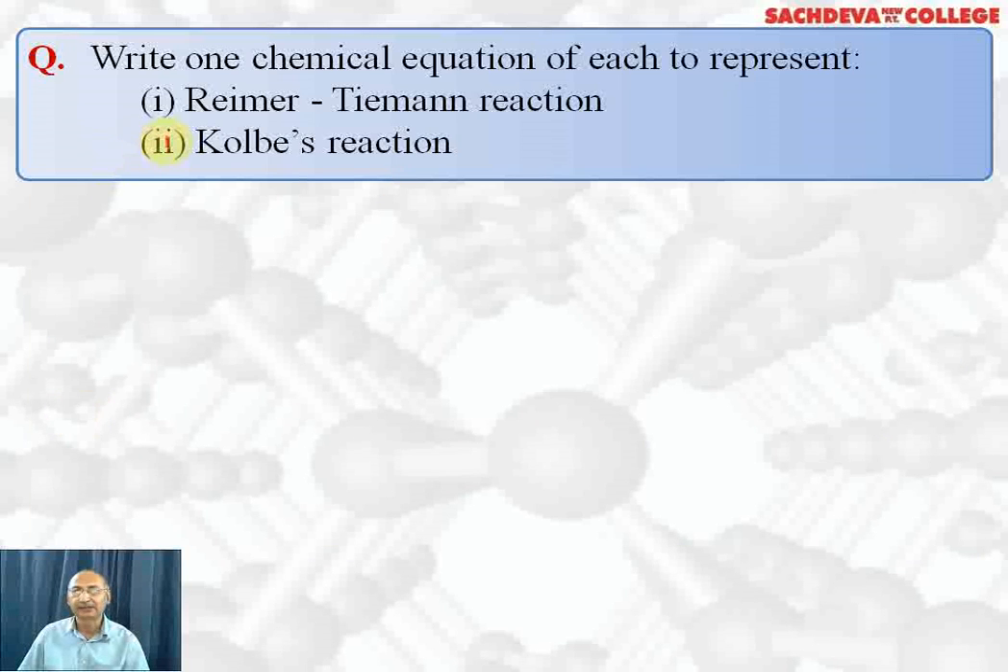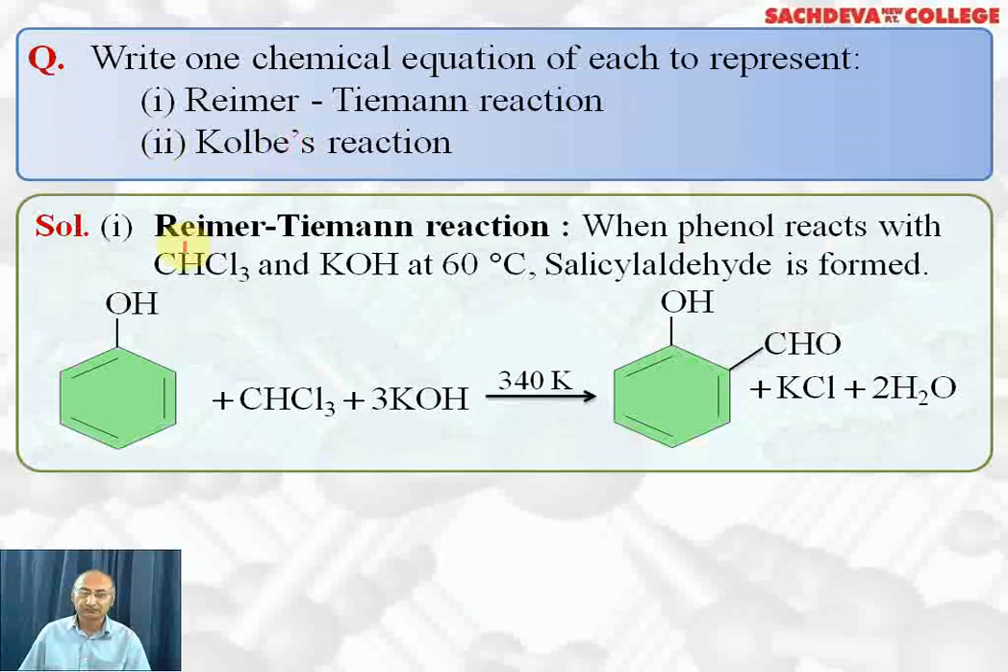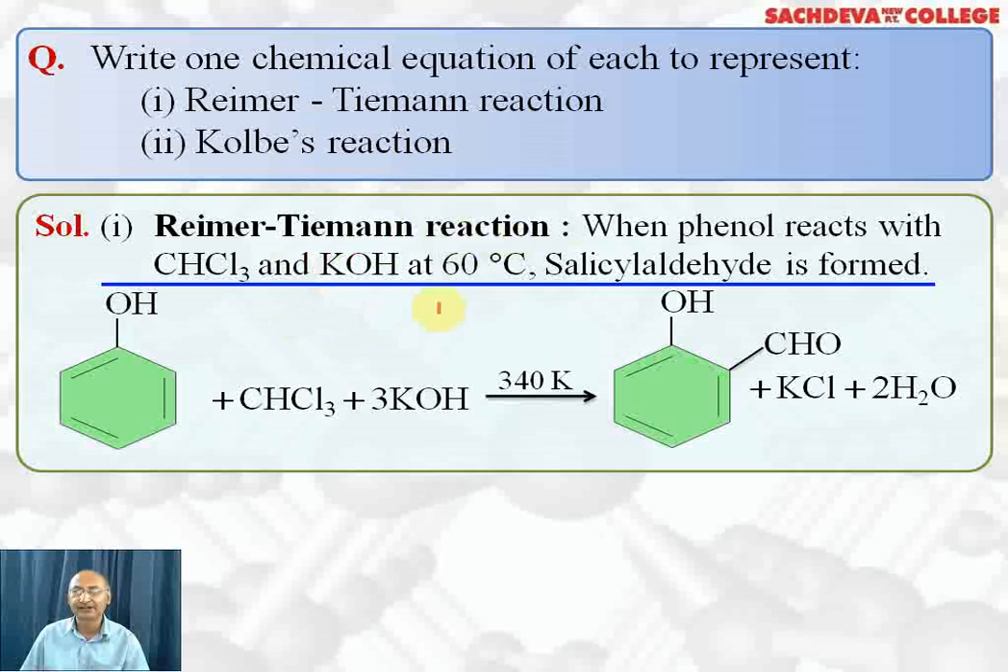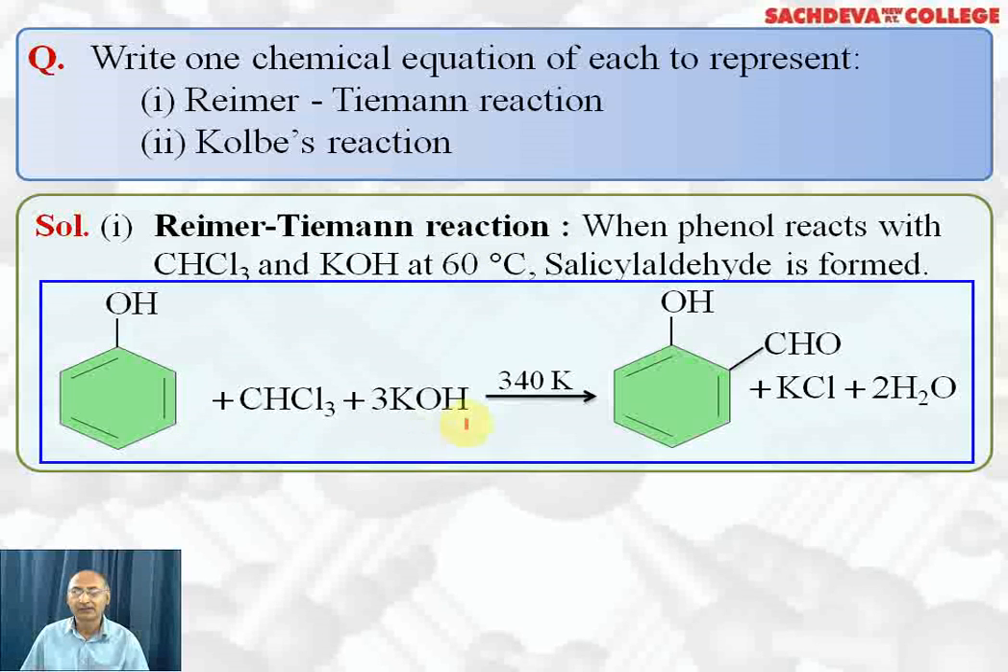Next, we write one chemical equation to represent the Reimer-Tiemann reaction. Although we have done these reactions earlier also, we are doing it again. This is the method. How will you write in the board exam? Reimer-Tiemann reaction: when phenol reacts with chloroform and KOH at 60 degrees centigrade or around 340 Kelvin, salicylaldehyde is formed. Phenol reacts with chloroform plus 3 KOH, 340 Kelvin is the temperature. Salicylaldehyde is formed plus KCl plus 2 water.